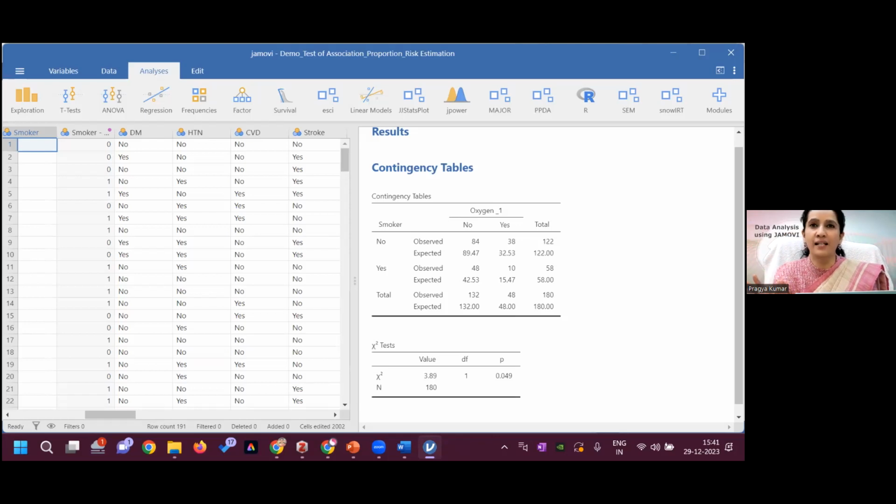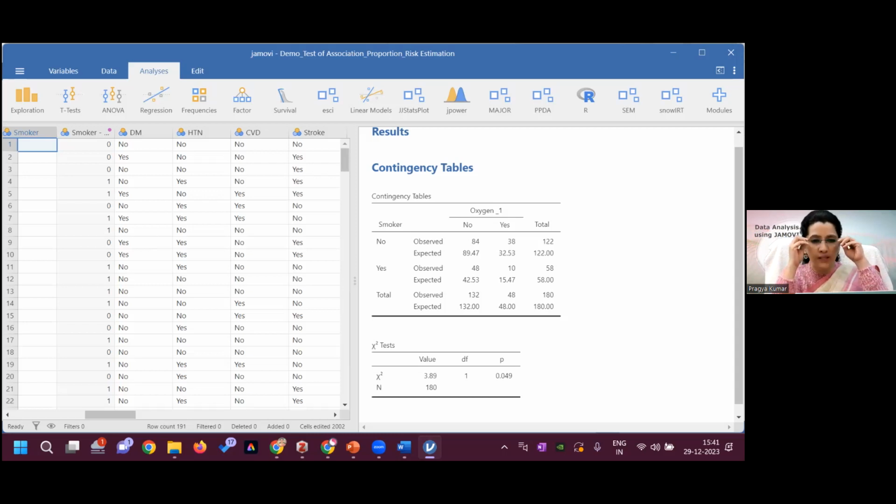So did you understand this? Observed and expected, there is a value, definitely. You cannot say that there is no value of this expected, because the whole calculation is based on expected. Just try to understand the concept behind expected. Expected means oxygen status has no relationship with smoking status. Whereas observed shows there is a difference, and oxygen requirement is different with the smoking status. So that's how you will see that there is a difference between observed and expected.